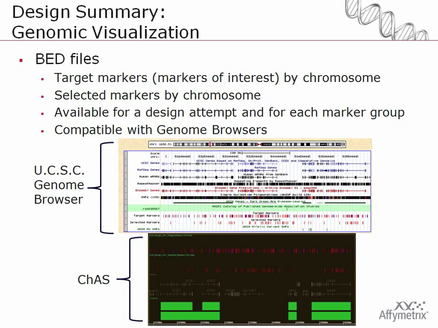Shown here is loading the bed file into either the UCSC genome browser, where you can see the target markers and the selected markers, or loading the data into Chaz. And again, the color coding that I showed previously is true for the target markers, so that they will be indicated by blue for the taggable markers, and the red indicates the validated markers. Obviously, selected markers will always be red because they are validated.